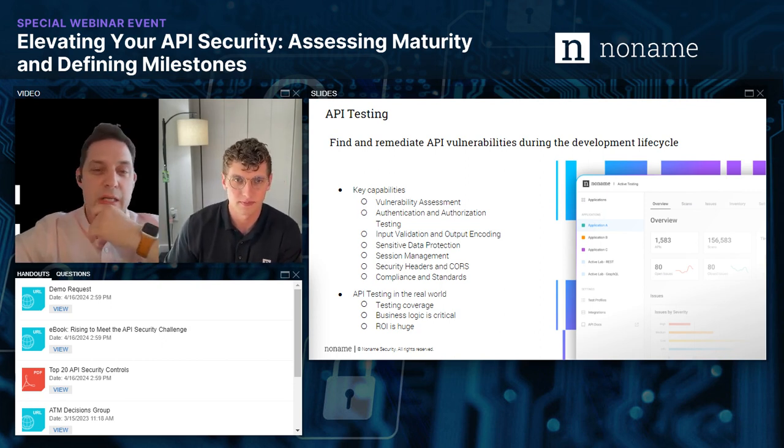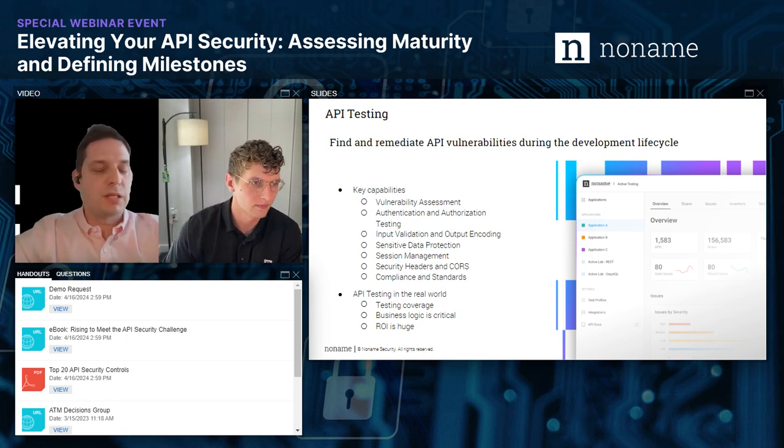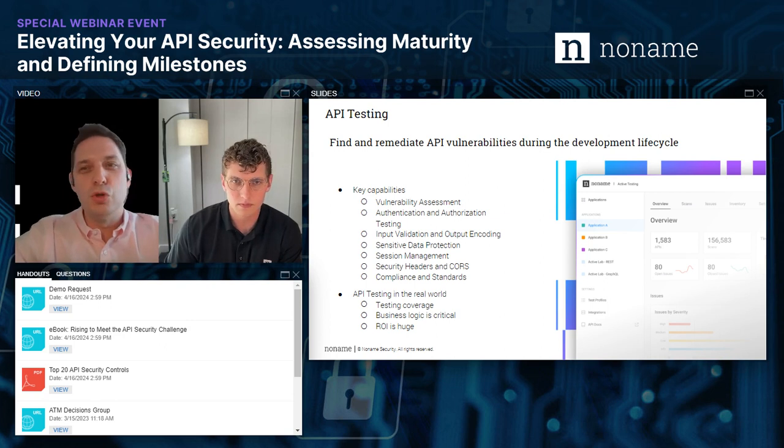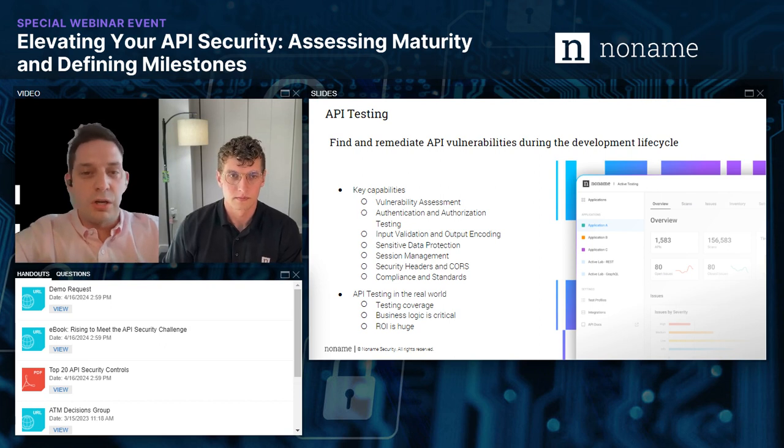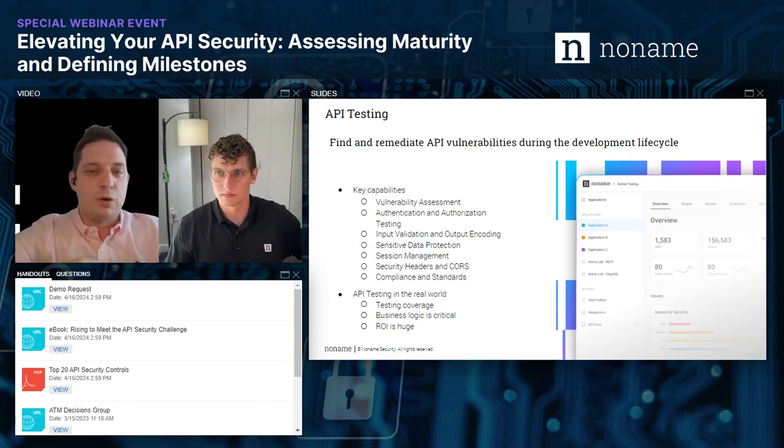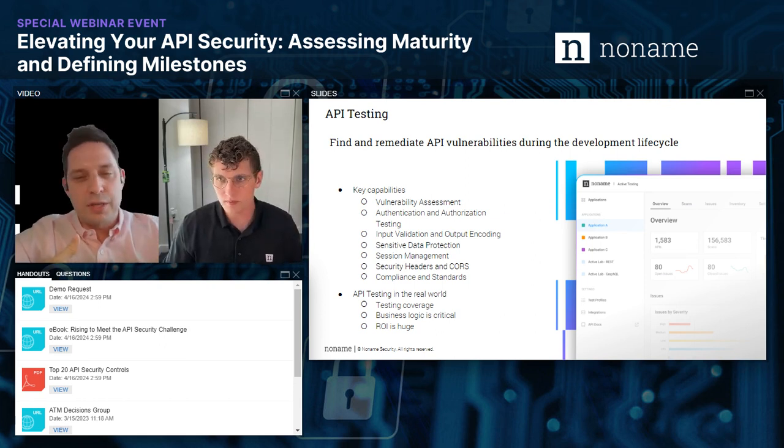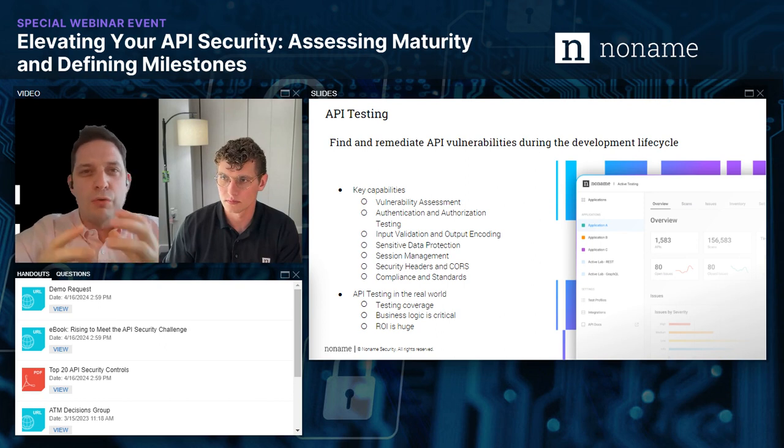Yep. And when you think about it, API testing makes a lot of sense. And as with everything, there are real-world nuances to consider. For example, testing coverage, right? Achieving comprehensive testing coverage for an API is not easy. It can be challenging, right? If you have large and complex API landscapes, making sure that all the endpoints, all the input parameters, all the authentication mechanisms are there, and all the access controls are thoroughly tested, all requires careful planning and execution.